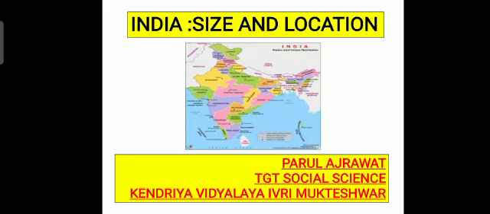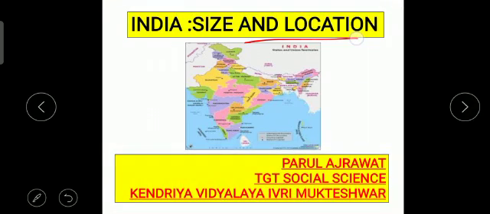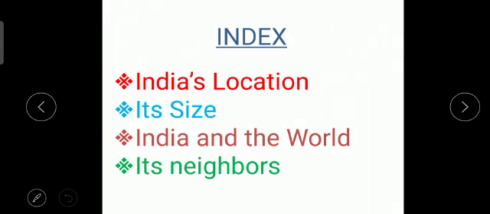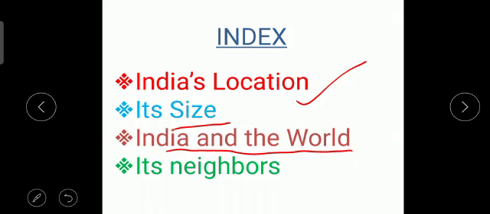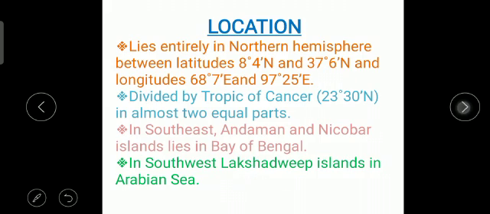Today we will discuss the first chapter of geography, that is India, size and location. In this chapter we will focus on the location of India, what is its size in comparison to other countries, know about India and the world, and also see the various countries which are the neighbors of India. We will start with the location.